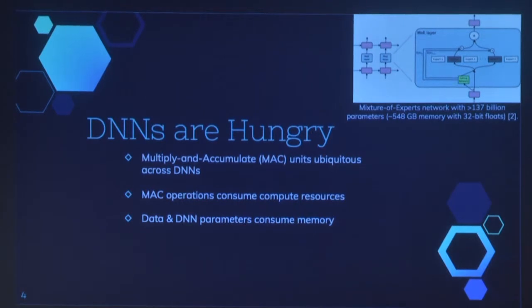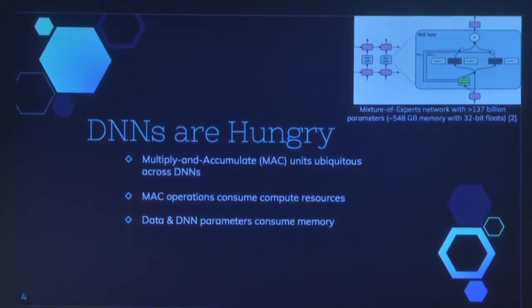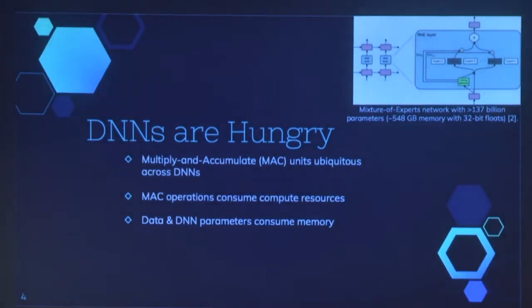And again, as the previous talk mentioned, data movement cost is really expensive. In a lot of our networks, we did analysis showing that the data movement cost could be anywhere from 70 to 80% of the total power budget for the network. That's really expensive. And the DNN parameters, in this case about 137 billion parameters, also require memory, and that's not cheap either.